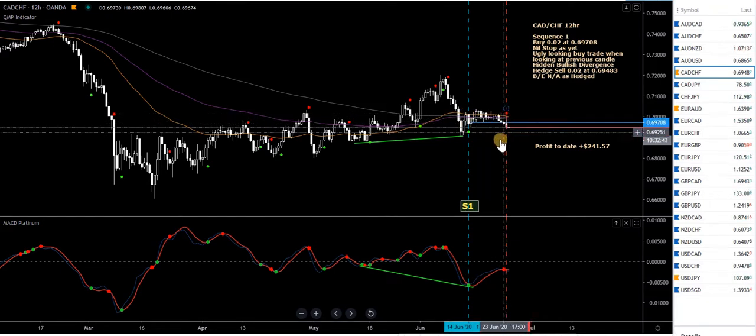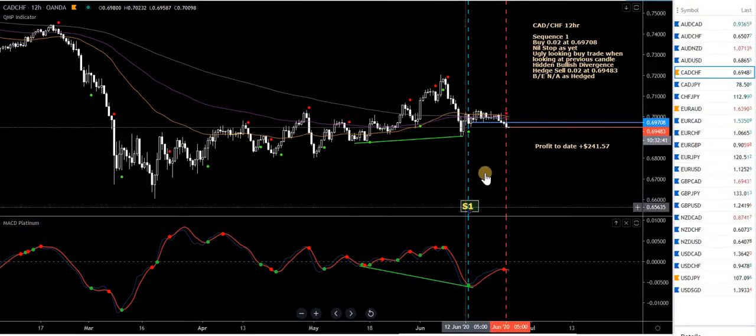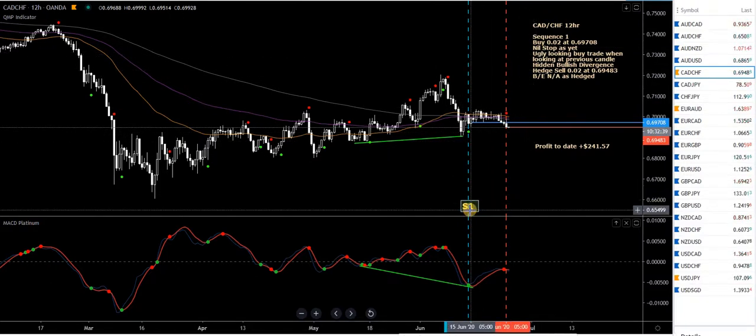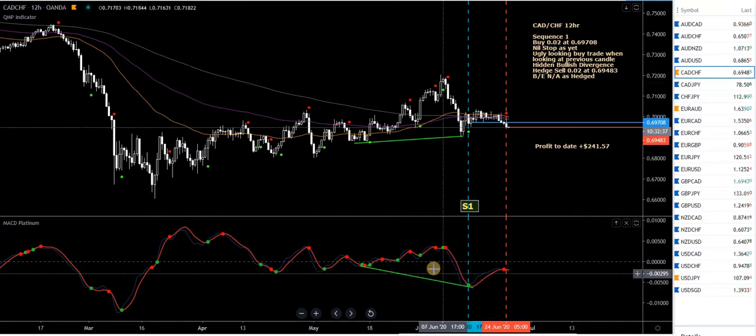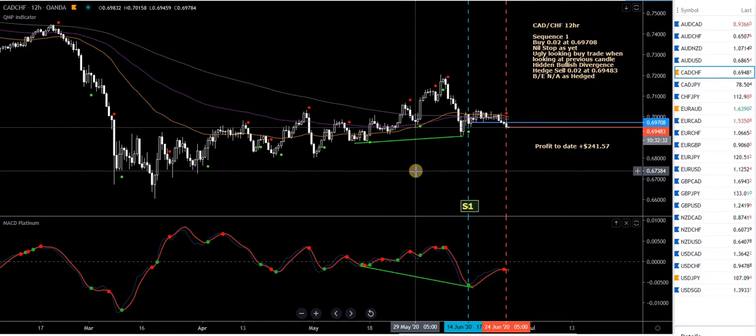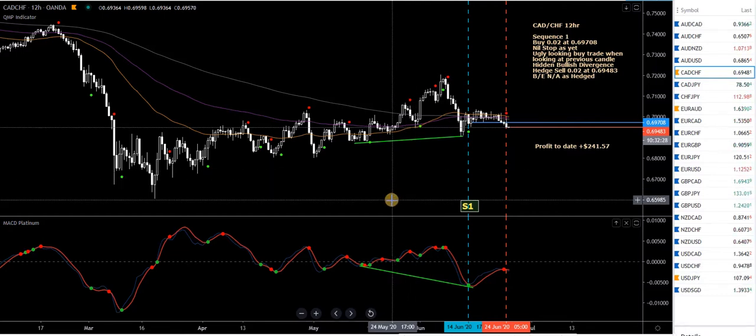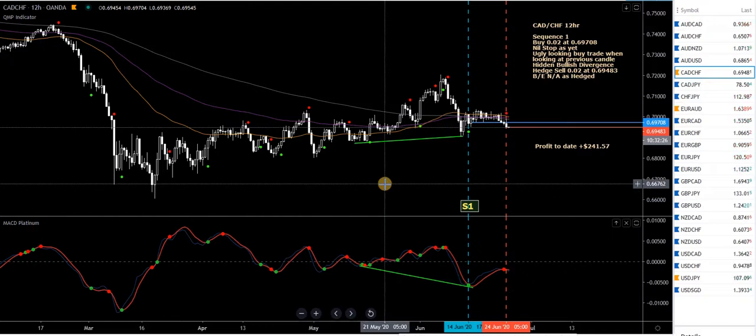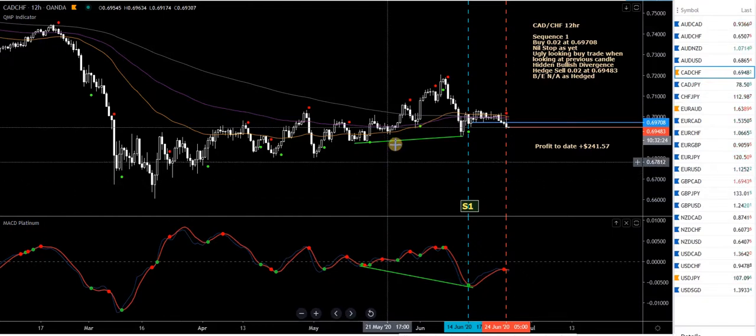Sells are red. So in this case, S1 stands for sequence 1. That's where the sequence commences on this candle. If you see green trend lines, generally that means bullish divergence, either formed or forming. Red trend lines, bearish divergence. Blue trend lines, just something of interest, like a support or resistance level.